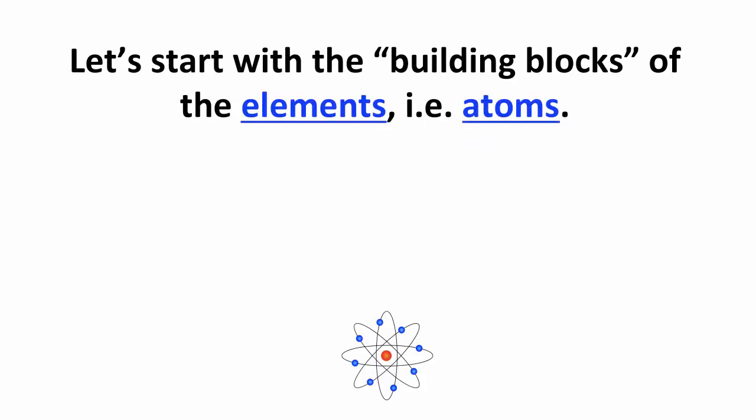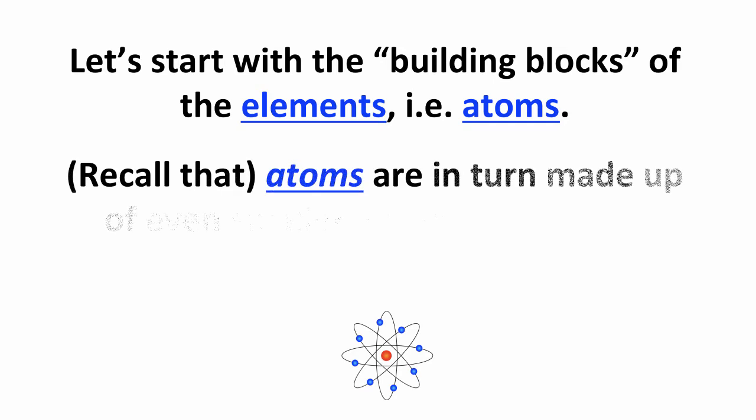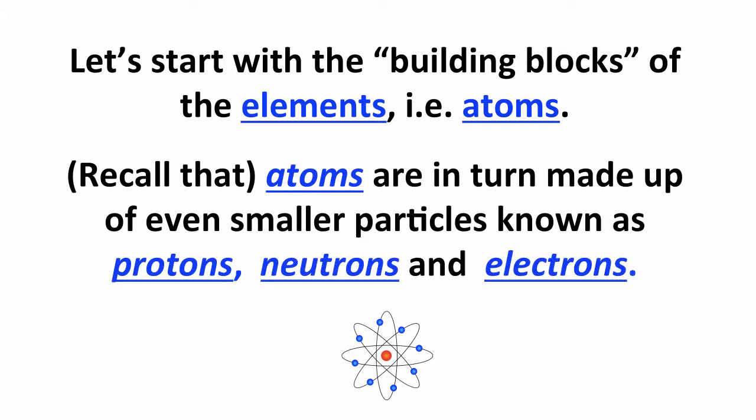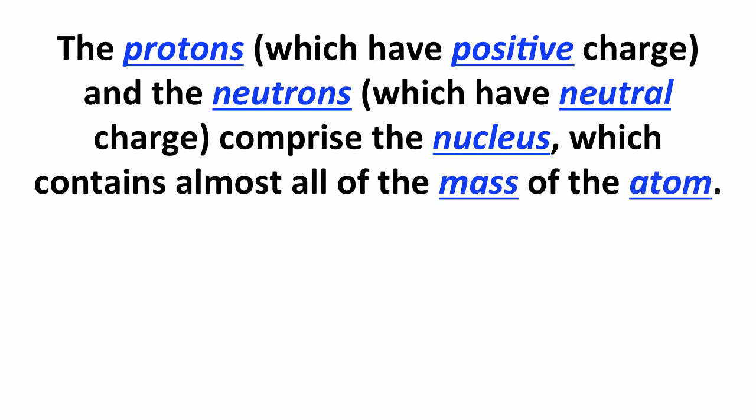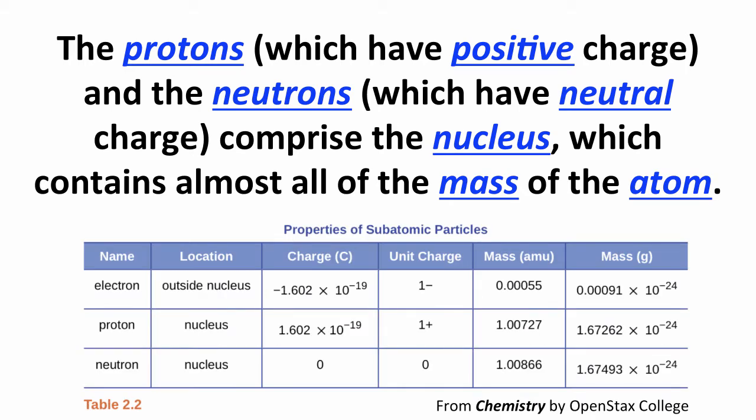Let's start out with the fundamental particles of elements, the building blocks of the elements, which of course are atoms. And almost certainly from a previous chemistry class or just general knowledge, you remember that atoms are made up of even smaller particles called protons, neutrons, and electrons. Now the protons have a positive charge, the neutrons have a neutral charge, and those two constituents of atoms are in the nucleus. They make up the nucleus, and that's where almost all of the mass of an atom resides.